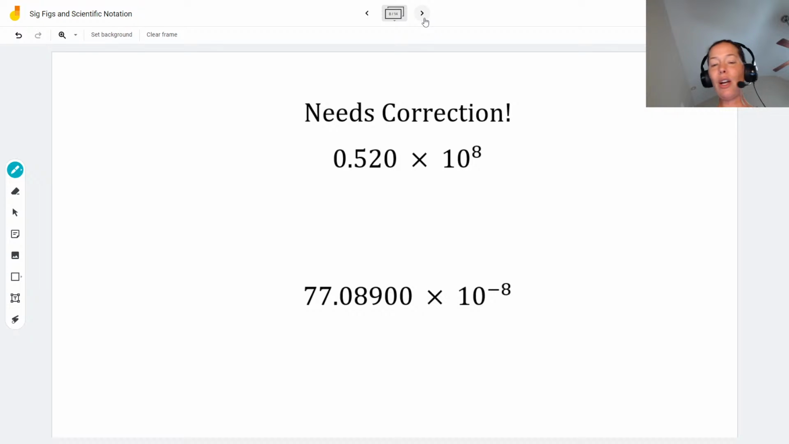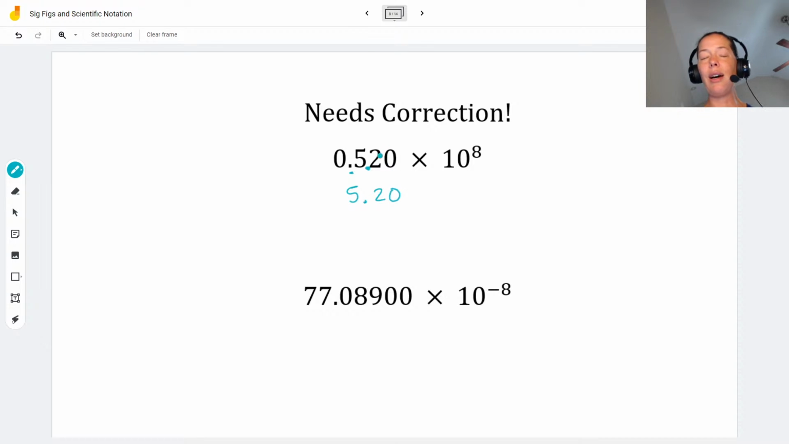Okay, so here we've got some scientific notation examples that need correcting. So what is the problem with these scientific notations? Well, you can see in my first one, my decimal is in the wrong place. We need to make sure that we have one non-zero digit to the left of the decimal. So I need to move the decimal place over here, which means it's 5.20.